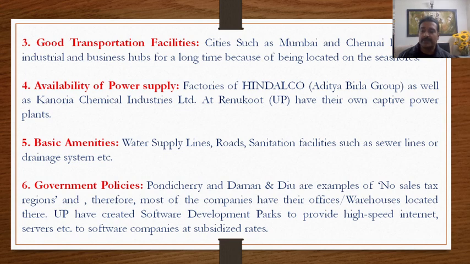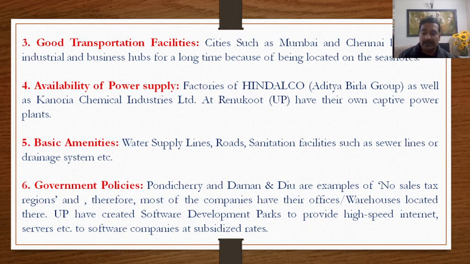Then the third factor is good transportation facilities. Obviously transportation facilities must be there, and availability of power supply. Factories of Hindalco, Aditya Birla Group, as well as Kanoria Chemical Industries Limited at Renukut, UP, have their own captive power plants. If government is not providing, they have to build their own. Then basic amenities like water supply lines, roads, sanitation facilities such as sewer lines or drainage system, etc. must be there.